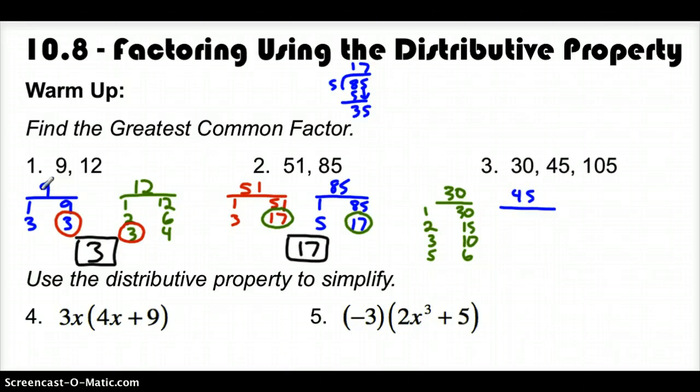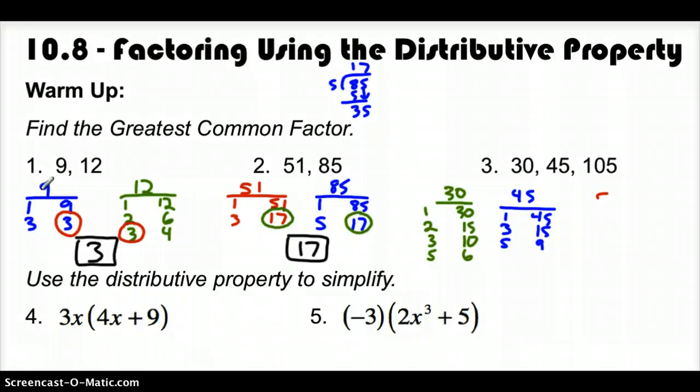So 45 would be 1 times 45. Let's see, 2 is not going to work. 3 times 15 would work. 4 won't work because 45 is not even. 5 times 9 is 45. Let's see, 6, 7, nope. 8, 9 won't work. 10 won't work. This seems to be a pretty good list of factors.